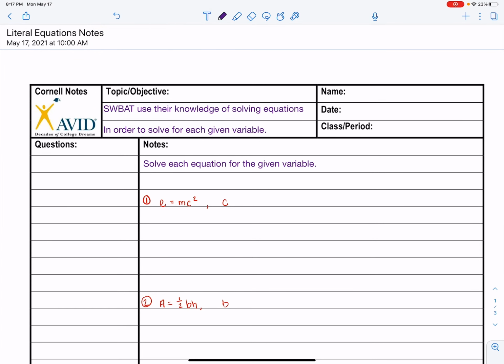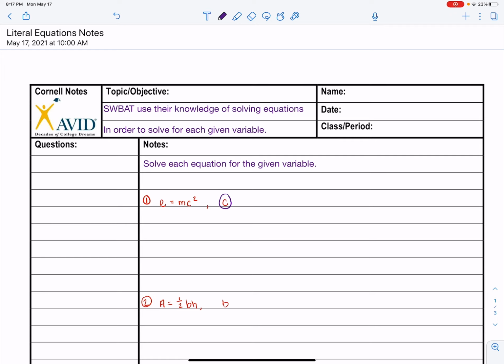Today's notes are going to cover what's called literal equations, and that really just means that you've got an equation with multiple variables, and you're going to be asked to solve for a specific one of them. In this first equation, we've got E equals mc squared. I'm going to ask you to solve for C. Well, I could ask you to solve for M. I could ask you to solve for E, but E is already solved for.